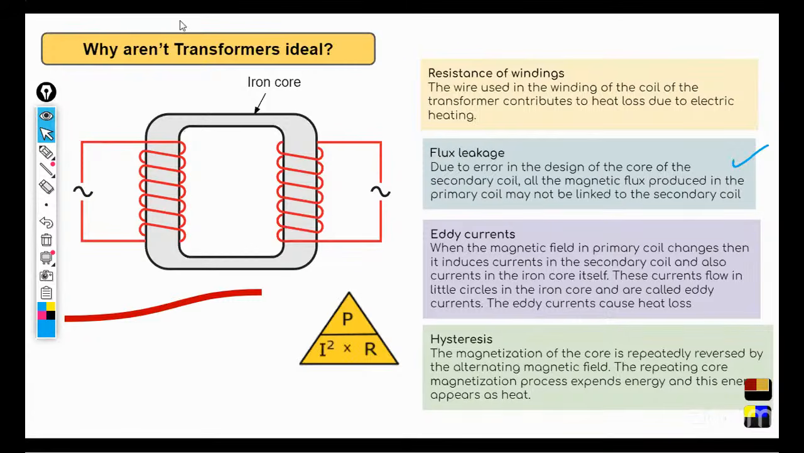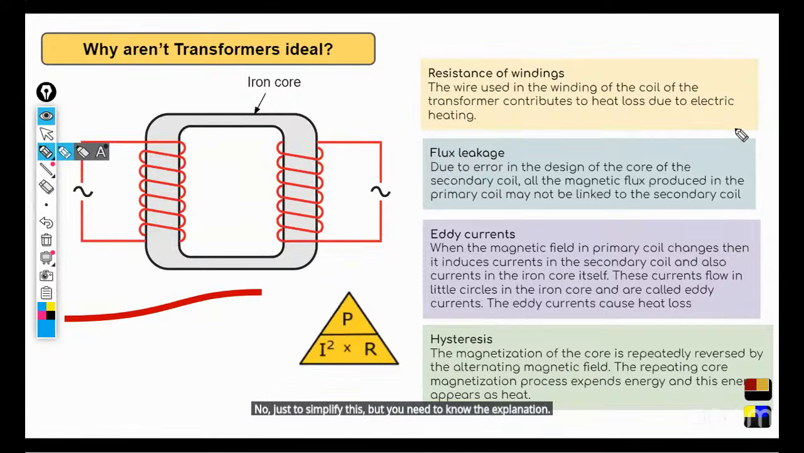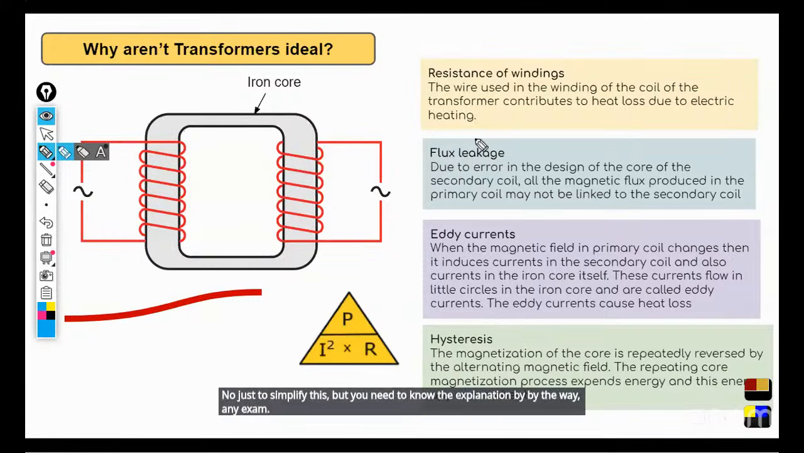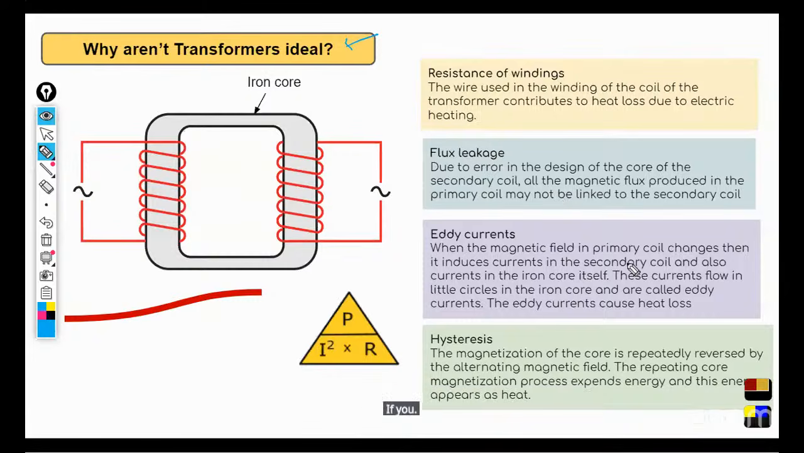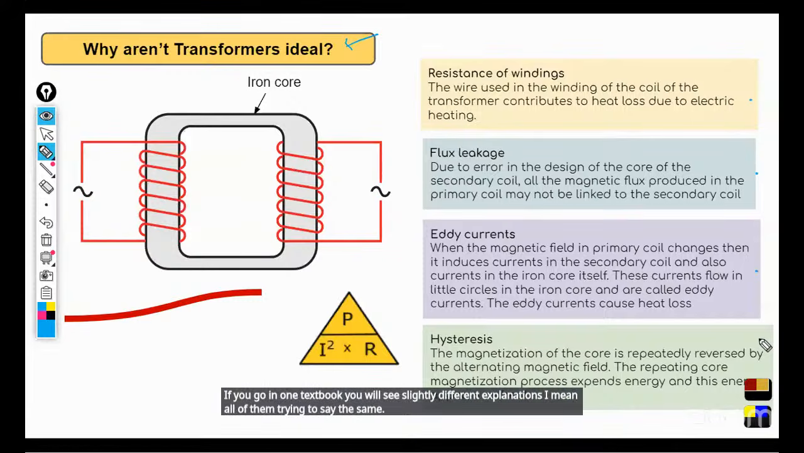All right. Coming down to the third way, something called eddy currents. Now, just to simplify this, but you need to know the explanation by the way, in the exam, right? When they ask you, why are transformers not ideal or why do they lose power? If you go in one textbook, you will see slightly different explanations. All of them are trying to say the same thing.